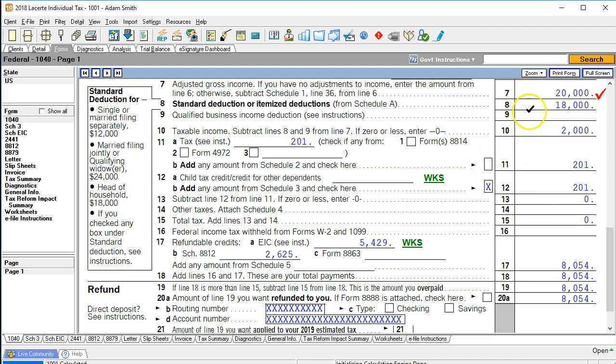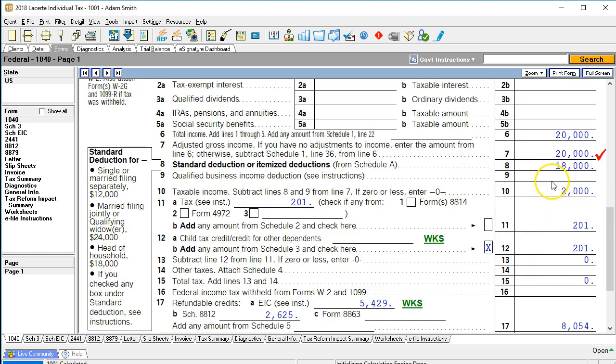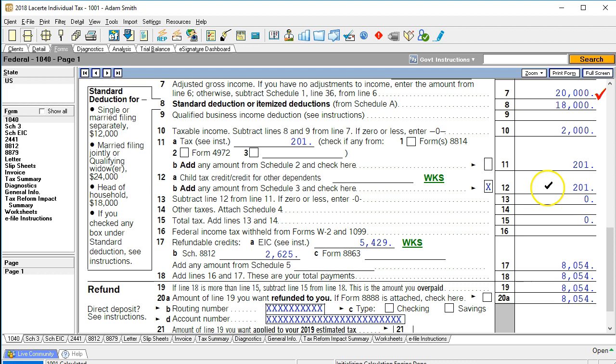Now, if we increase it slightly, you'll see we've got the 20,000. Now we're going to say that there's 20,000 of income minus the 18,000 standard deduction gives us the 2,000. So we have a little bit of taxable income. 201 then is the tax being calculated. You'll note then that the amount on line 12 is exactly 201 because that brings the tax liability on line 13 to 0. So there's basically a limit there of the amount of liability there is.